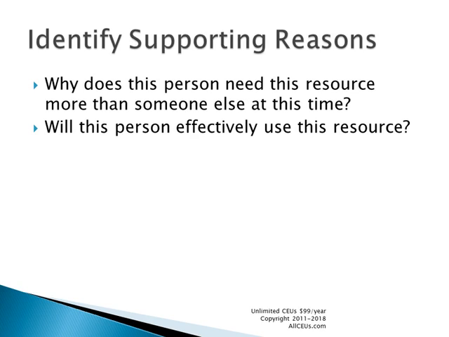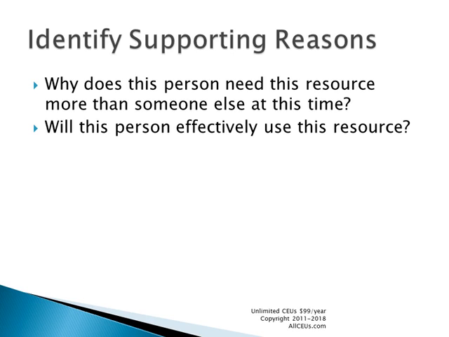One of the next steps in advocating, once you've identified what the need is, is to identify supporting reasons. Why does this person need this resource more than someone else at this time? And will this person effectively use this resource?